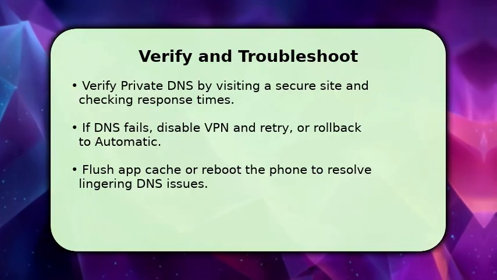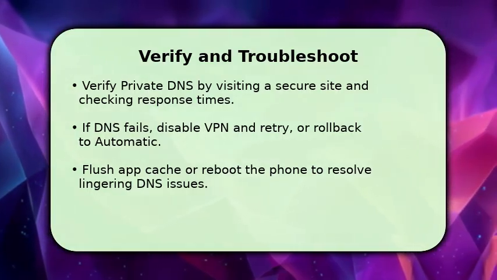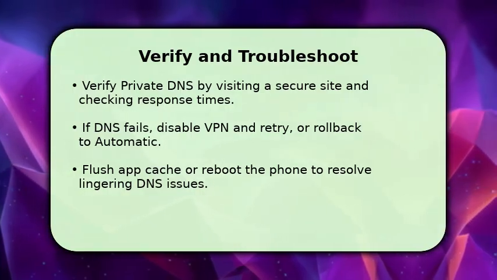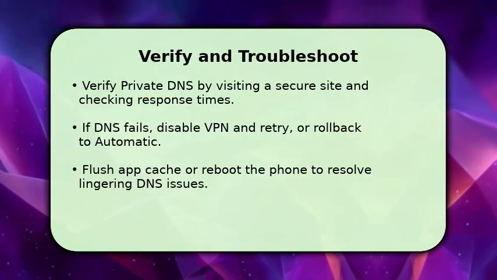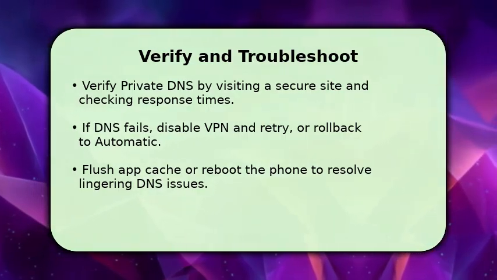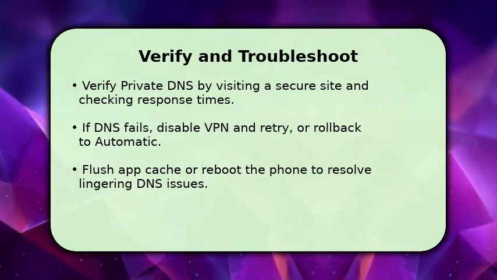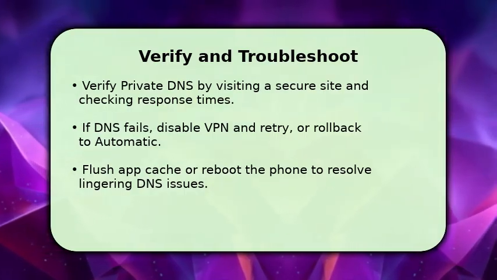If pages fail to load, disable any active VPN and test again. Return to Private DNS settings and select Automatic if you need to roll back quickly. You can also clear browser and DNS cache or reboot the phone to force resolution. If issues persist, try an alternate provider address and repeat verification steps until connections are stable and reliable.